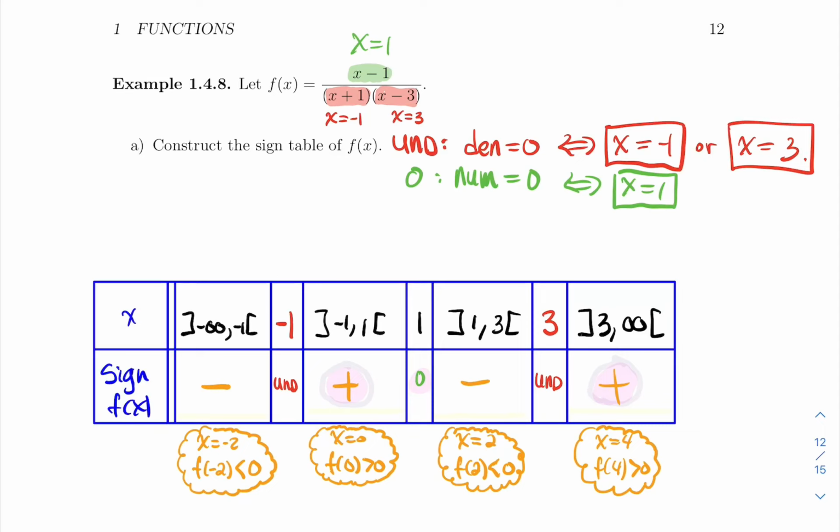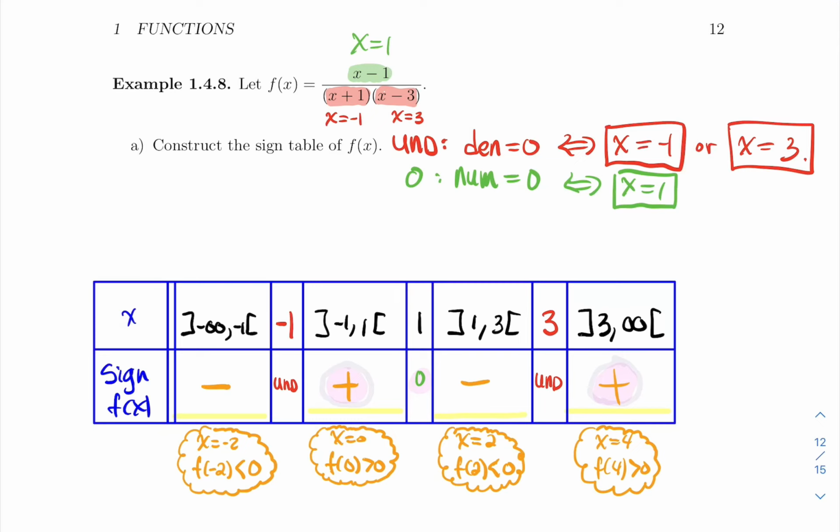We know now that the function is 0 at 1. It's strictly negative between minus infinity and minus 1, and between 1 and 3. I have two intervals where it's strictly negative, and two intervals where it's strictly positive: between minus 1 and 1, this is strictly positive, and between 3 and infinity, it's strictly positive.